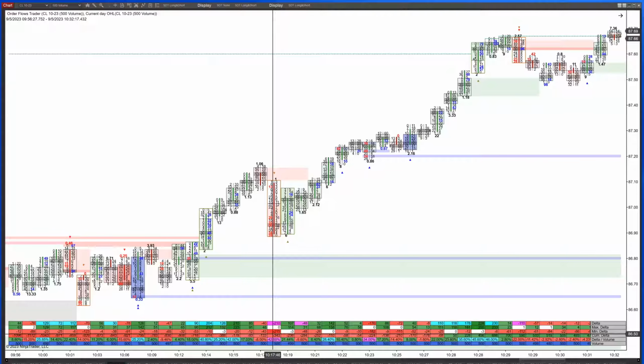Min delta is always going to be negative, can be 0, but it's never going to be positive, just as max delta will never be negative. Max delta could be 0 or positive, right? Because max delta reflects the aggressive buying and min delta reflects the aggressive selling.